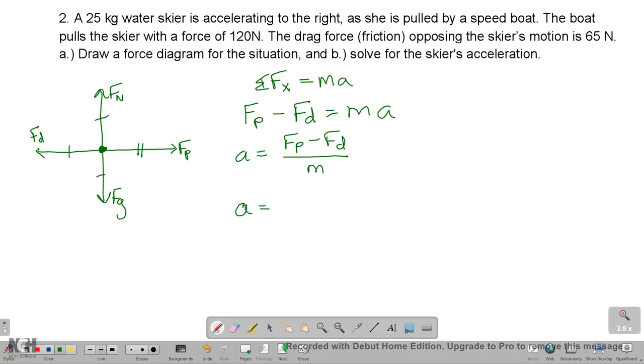So it says that the pull force is 120 newtons minus the drag force, which is 65 newtons, divided by the mass, which is 25 kilograms. When you do this calculation, you will find an acceleration of 2.2 meters per second squared.